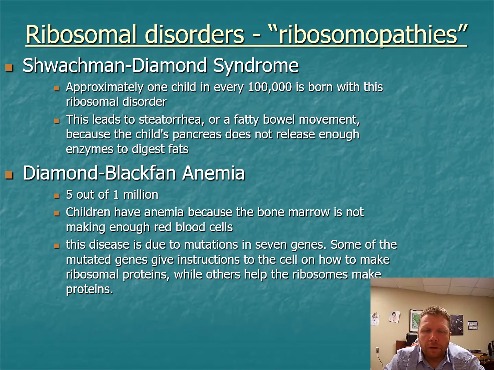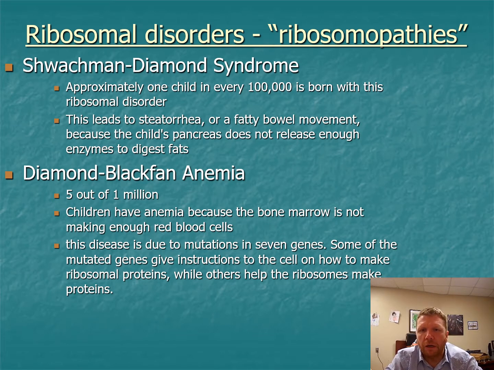What Shwachman-Diamond syndrome leads to is a child's pancreas does not release enough enzymes in order to digest fats, resulting in fatty bowel movement. Now, Diamond-Blackfan anemia occurs because the bone marrow is not making enough red blood cells. This disease is due to mutations within a total of 7 genes. Some of these genes give instructions to the cell on how to make ribosomal proteins, while others help the ribosomes make proteins altogether.